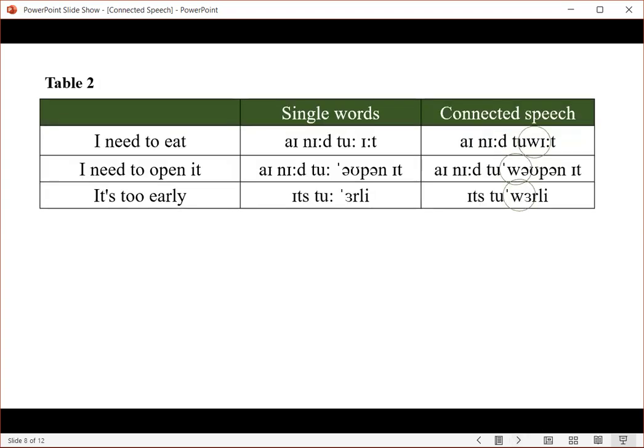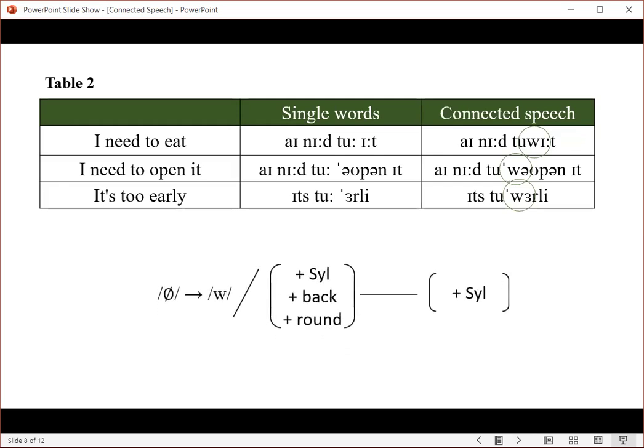This table shows how a "wa" sound is added in connected speech to make transitions between certain words smoother. This typically happens when a word ends in a back, rounded vowel, and the next word starts with a vowel. The phonological rule at the bottom explains this. A "wa" sound is inserted between syllables when the first ends in a back, rounded vowel. This insertion helps speech flow naturally and avoids awkward breaks between words.